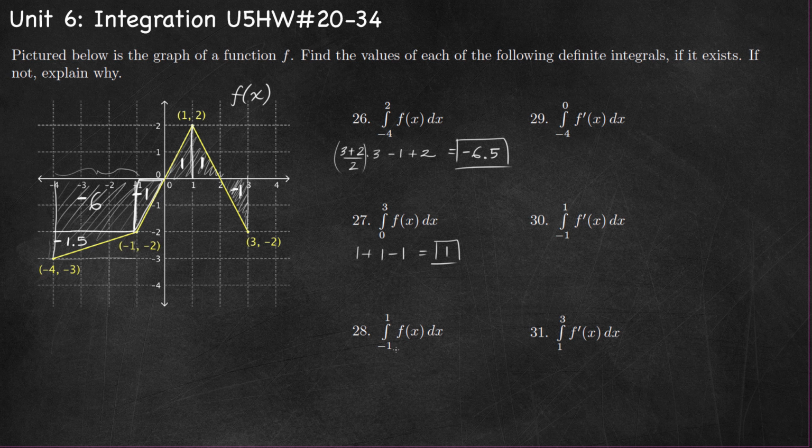28, we're going from -1 to 1. So from -1 to 1, we have -1 plus 1, or 0. We're finding net area here.